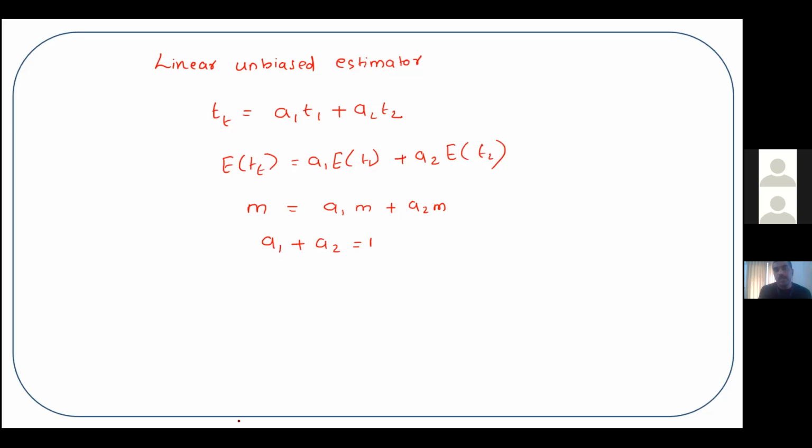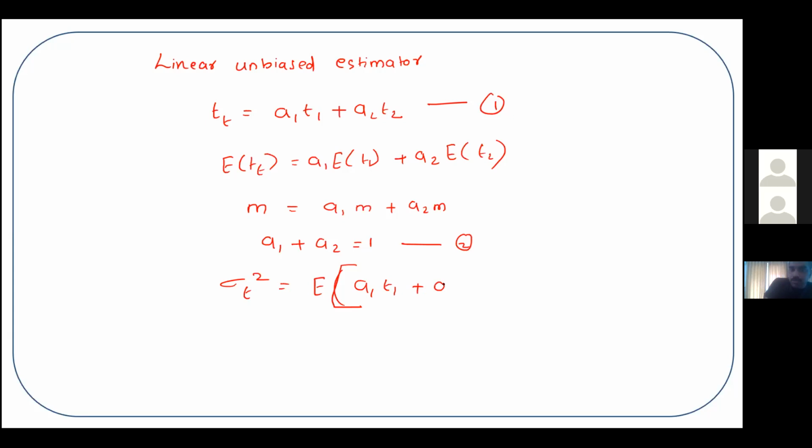So we have got two equations here. One is the linear method, and the second is from making it linear unbiased. From the assumption that it is unbiased, we can write the equation in this form. And one more thing we need to find out is the variance of T squared. T is the truth, which is something we are estimating, which means A1 T1 plus A2 T2.